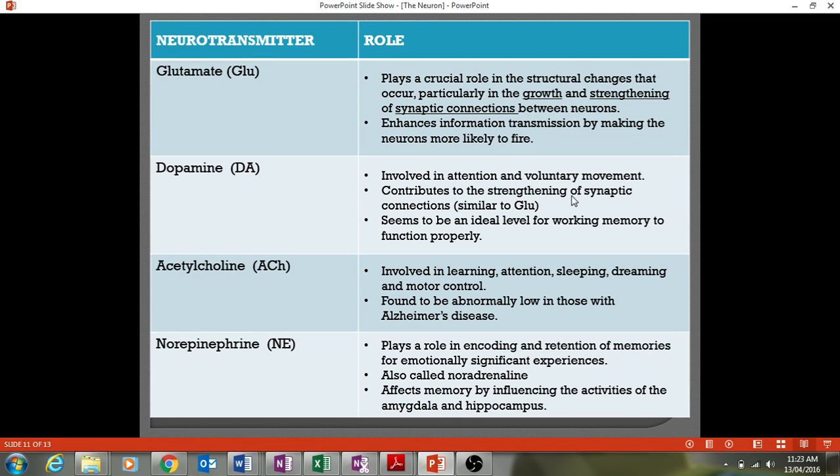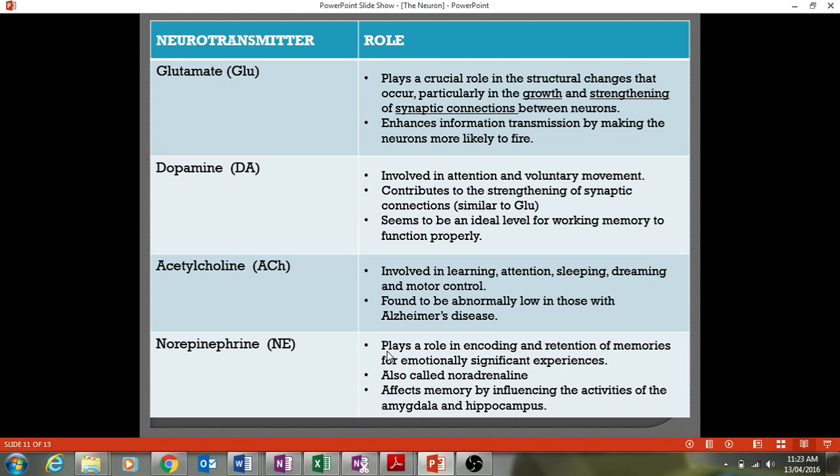Dopamine has been found to be involved in attention and voluntary movement. It also contributes to the strengthening of these synaptic connections, and seems to be needed at an ideal level for working memory to function properly. So we need dopamine for our brains to function properly. Acetylcholine has been found to be involved in learning, attention, sleeping, dreaming, and motor control. So it makes sense that it's found to be abnormally low in Alzheimer's disease, and we're going to talk about Alzheimer's disease later on in this video series.